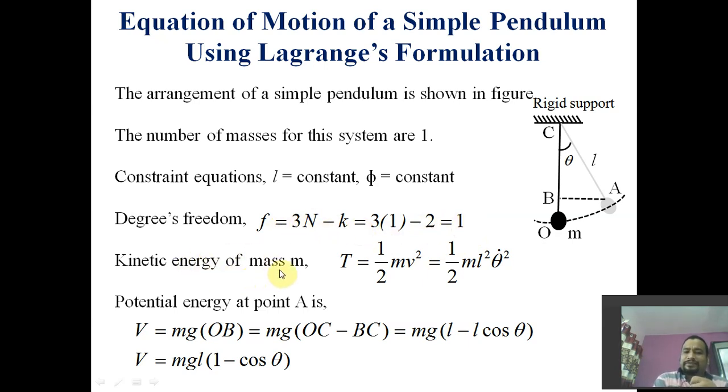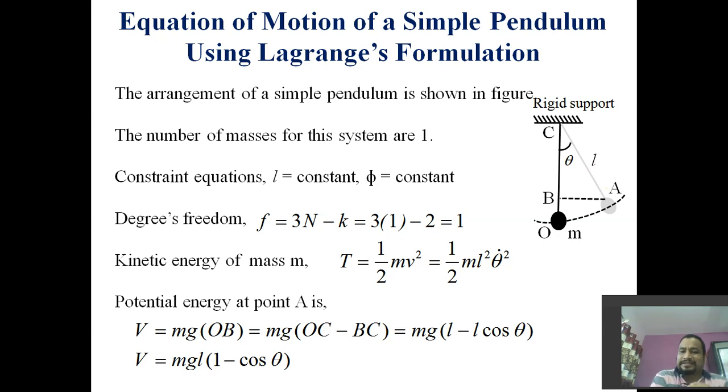Now the kinetic energy of mass m is T equal to 1/2 m v square, equal to 1/2 m L square theta dot square. We can find the equation of motion of a simple pendulum easily by using spherical polar coordinates rather than Cartesian coordinates, because the Cartesian coordinates x and y are linked to this length L. Both are changing, but L is constant during the motion.